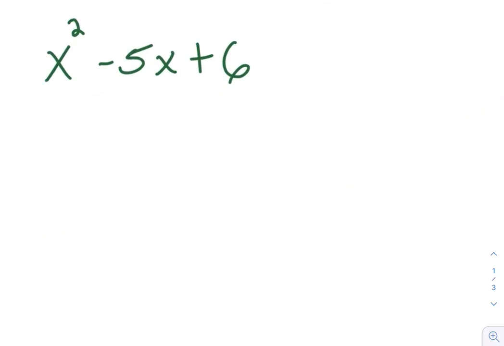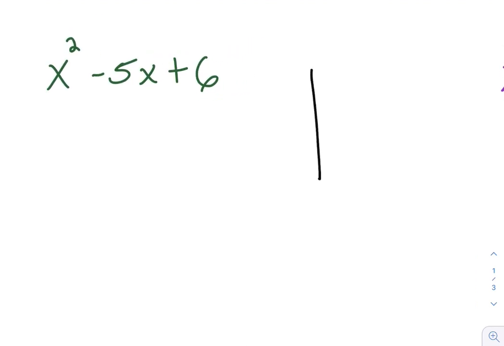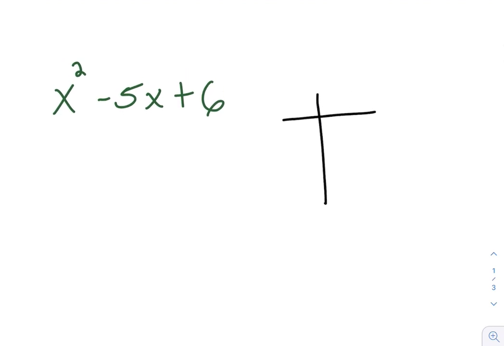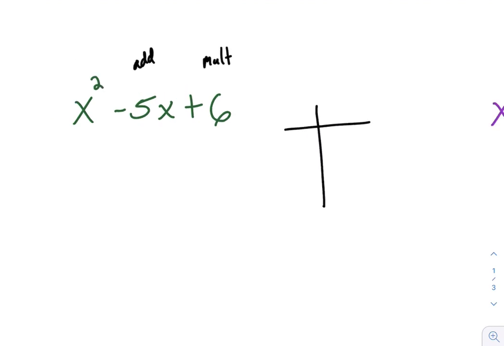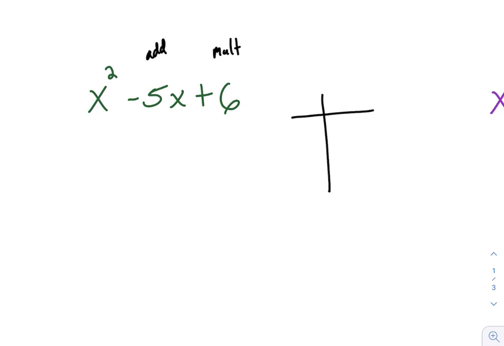I'll come down here. All right, so again, I want to make a little table. I know I'm going to multiply to a positive 6. And we're going to multiply to this one and add to a negative 5. So again, we're multiplying to a positive number, so they're both going to be the same sign. But since we're adding to a negative, I know they're both going to be negative.